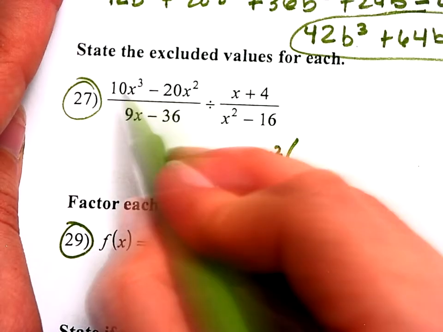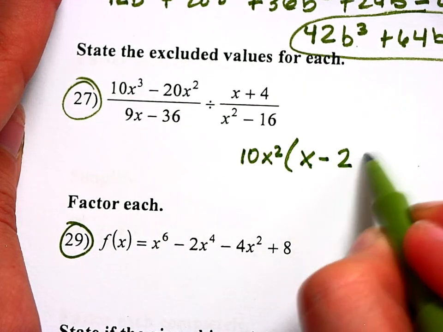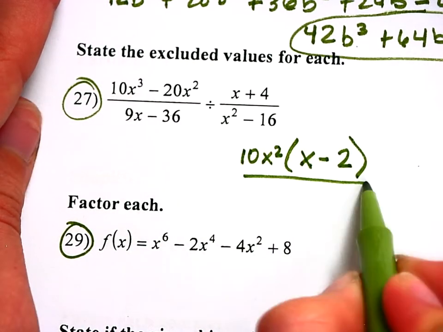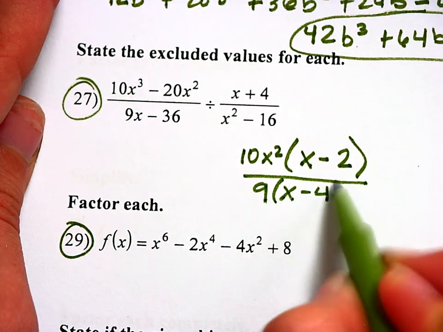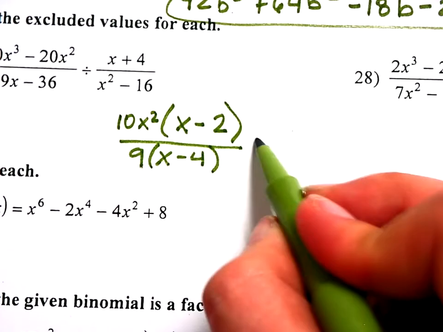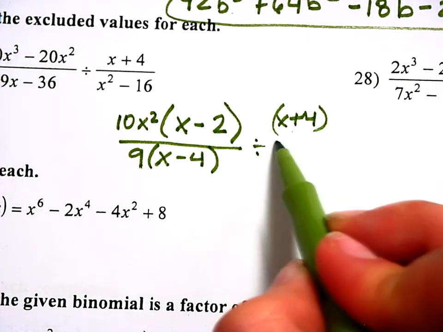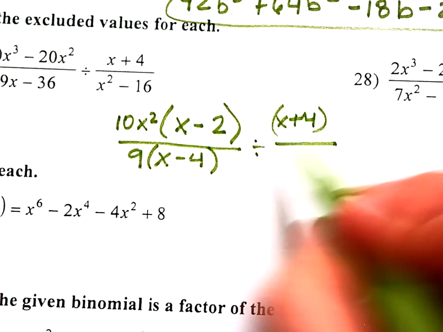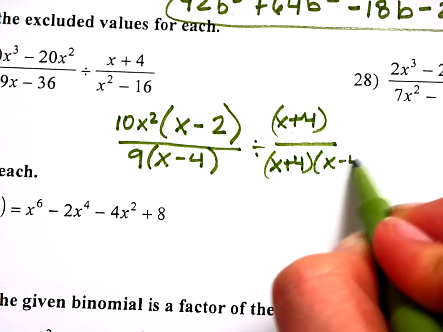And what's left is an x minus 2. Okay, then the denominator. I can factor out a 9. That leaves me an x minus 4. And then we're dividing by x plus 4 all over... Ooh, and this is a difference of squares. So this is going to be x plus 4, x minus 4.